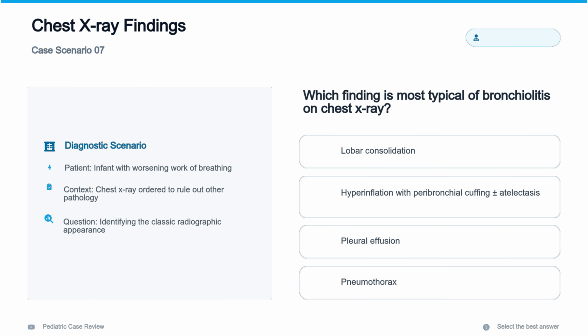Case Scenario 7. An infant with worsening work of breathing undergoes chest X-ray evaluation.